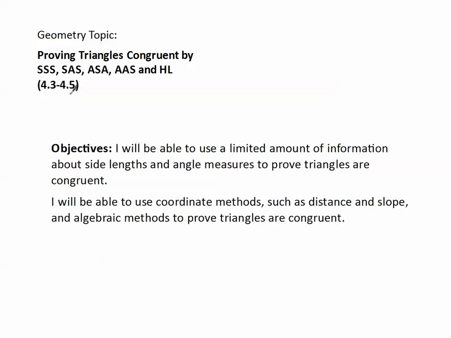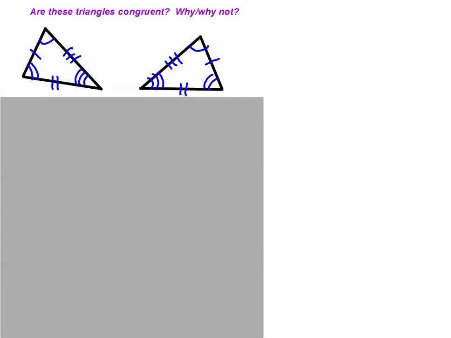In sections 4.3 to 4.5, our goal is to be able to use a limited amount of information about side lengths and angle measures to prove triangles are congruent. We will also be able to use coordinate methods such as distance and slope and algebraic methods to prove triangles are congruent. Recently, we discussed how to tell when triangles are congruent.